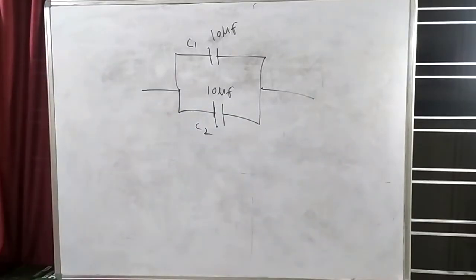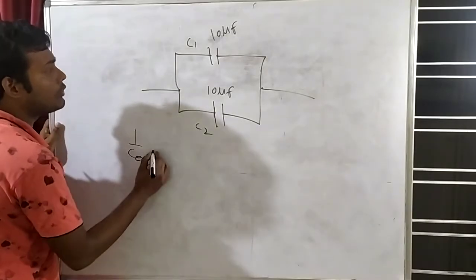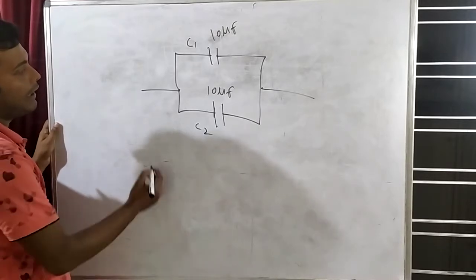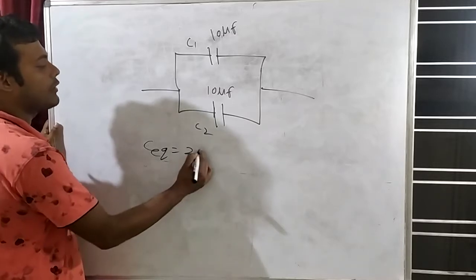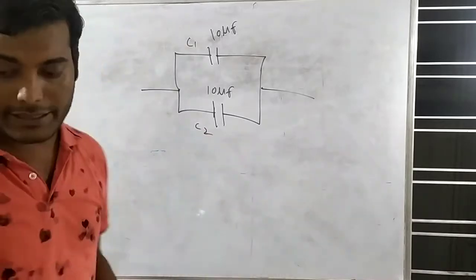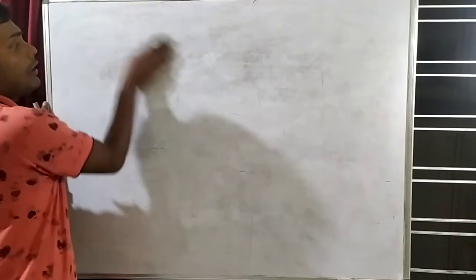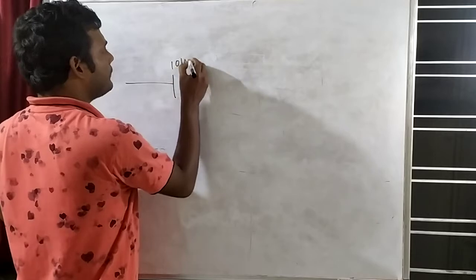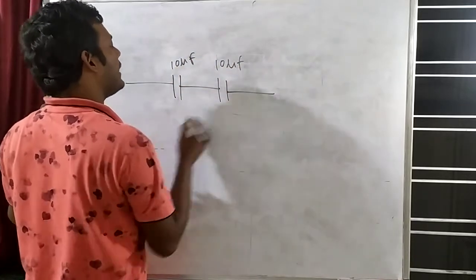What will be the equivalent capacitance? This is connected in parallel, no? So C equivalent will be directly C1 plus C2, that means 10 plus 10, that means 20 microfarad. Clear? But suppose that these two are connected in series, suppose that 10 microfarad and 10 microfarad are connected in series, then what will happen? Suppose like this. Suppose this is 10 microfarad and this is also 10 microfarad and both are connected in series.